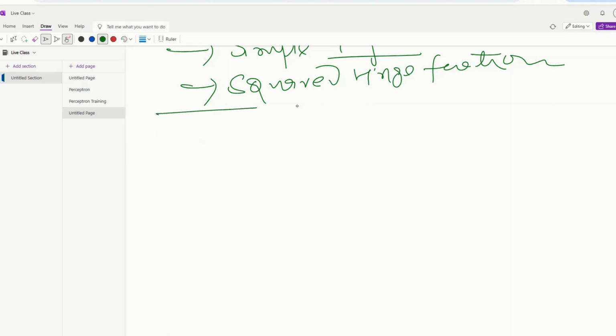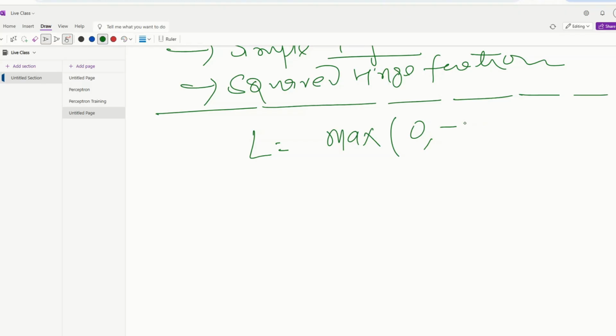And guys, don't get scared by this equation. This equation is very simple. I'm going to decode that. The loss function is called max of 0 and minus y into f(x). I can write the same equation in a different way, like this also: 0 minus y, and this f(x) is nothing but the prediction.